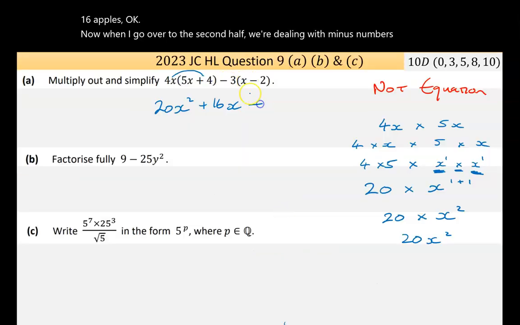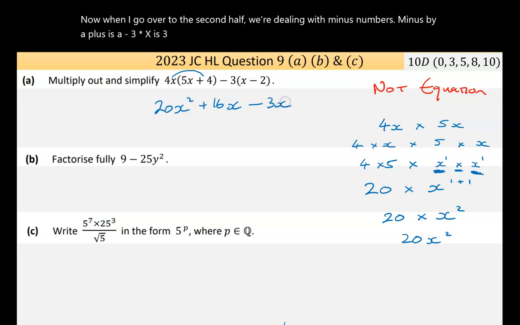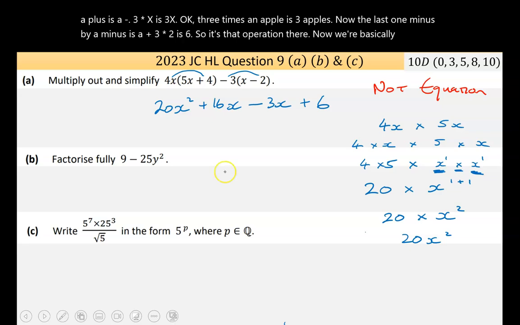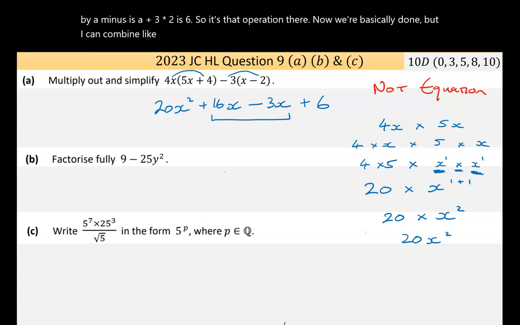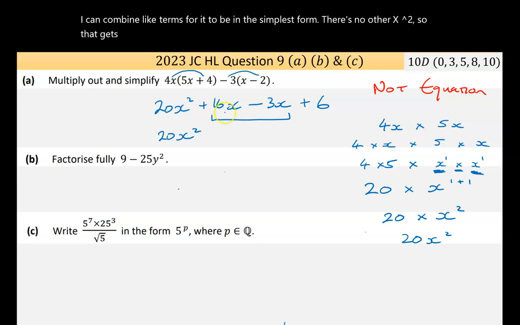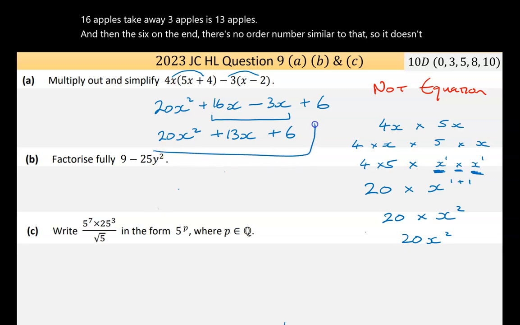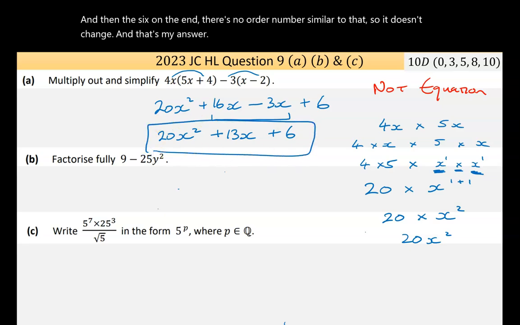Okay. Now, when I go over to the second half, we're dealing with minus numbers. Minus by a plus is a minus. 3 times x is 3x. 3 times an apple is 3 apples. Now the last one, minus by a minus is a plus. 3 times 2 is 6. So it's that operation there. Now we're basically done, but I can combine like terms for it to be in the simplest form. There's no other x squared, so that gets rewritten. 16 apples take away 3 apples is 13 apples. And then the 6 on the end, there's no other number similar to that, so it doesn't change. And that's my answer. So job done, move on.